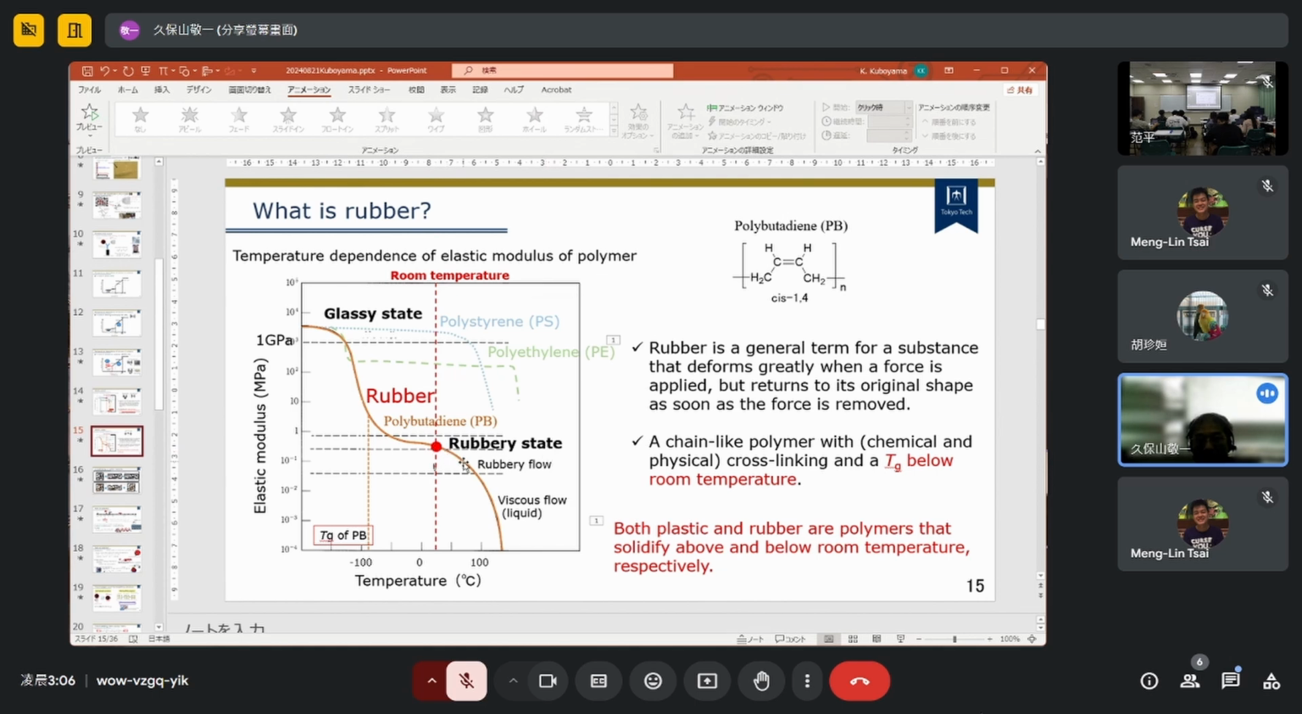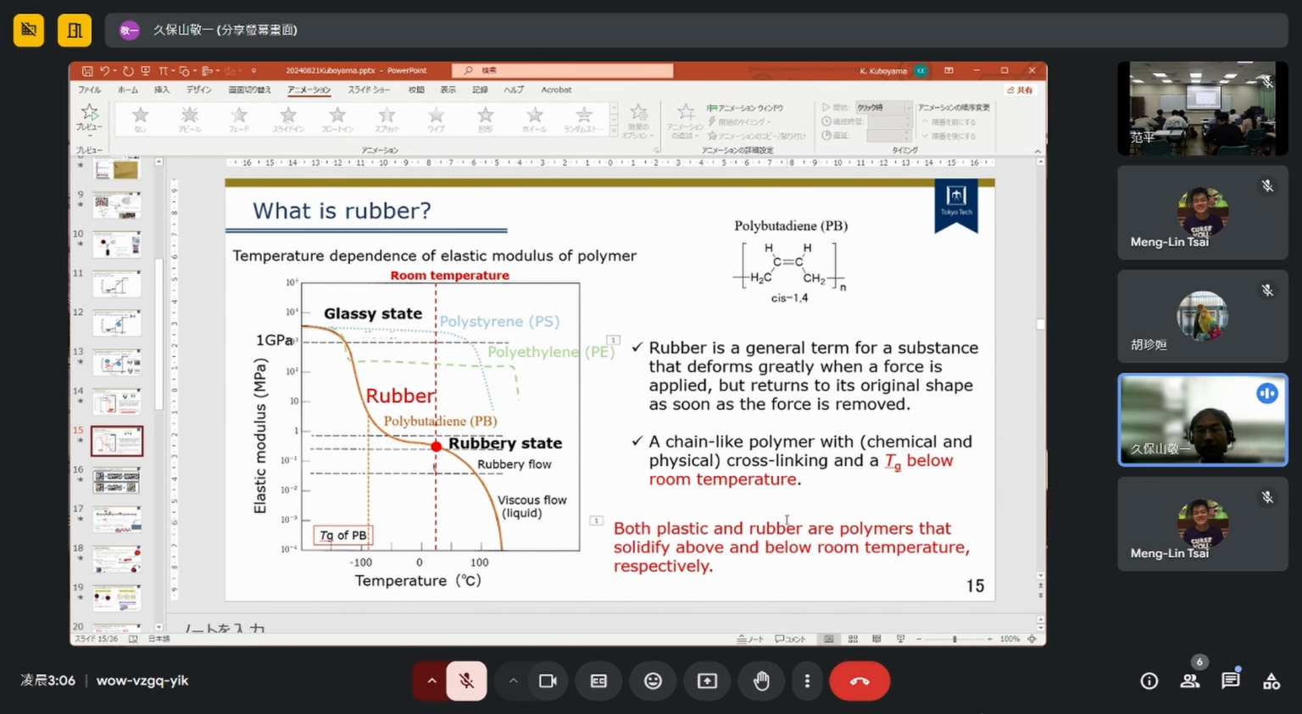And if you increase the temperature, the elastic modulus continues to decrease. So at room temperature, this one is in a rubbery state, and this material is called rubber. Okay, so an important point of rubber is that Tg is below room temperature. Both plastic and rubber are polymers, so the difference between them is whether they solidify above or below room temperature. That is an important point.